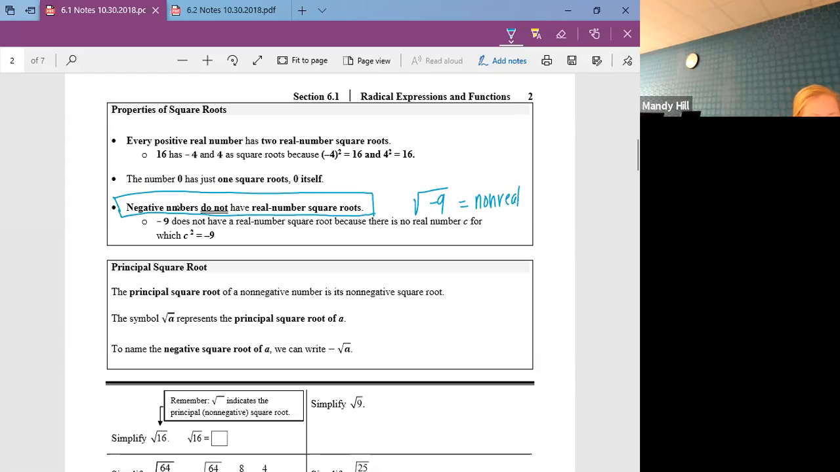So the principal square root of a non-negative number is a non-negative square root. The symbol, the square root of a, represents the principal square root of a. To name the negative square root of a, we can write negative square root of a.